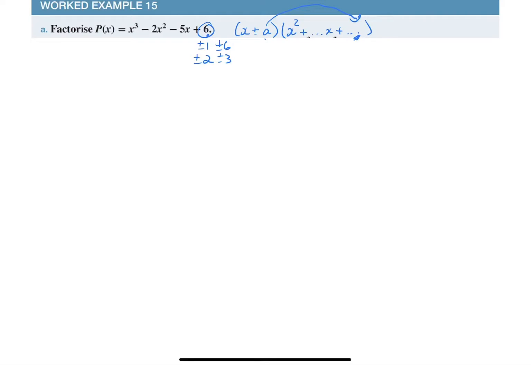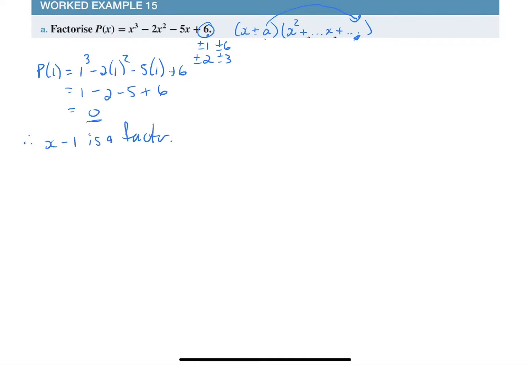So I'm going to substitute into P at 1 and see what I get. It's 1 cubed minus 2 times 1 squared minus 5 times 1 plus 6. That gives us 1 minus 2 minus 5 plus 6. Oh, and that gives us 0. So the first one I checked gave 0. If the remainder is 0, it means that if I substitute 1 in there, there's no remainder, so it's a factor. And if 1 substitutes there, it means that x minus 1 is a factor.